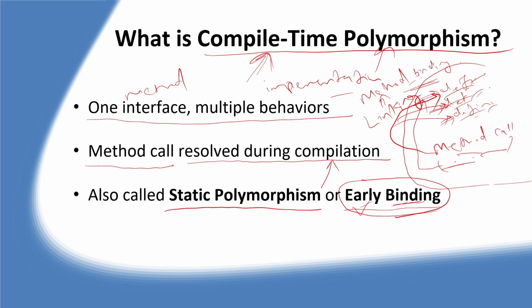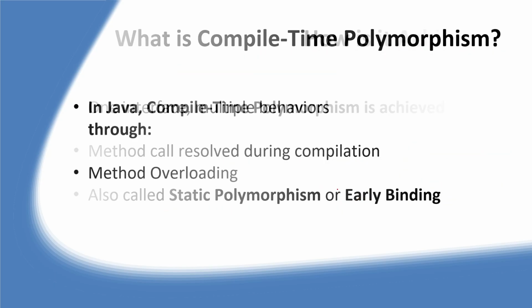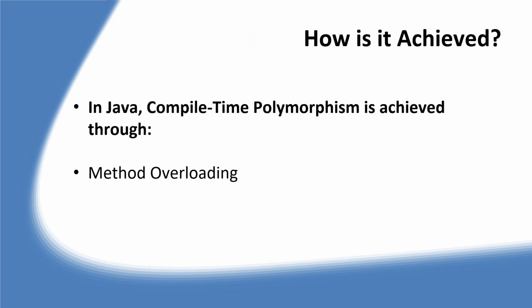I'll delete this thing. So compile time happens early and runtime happens late. That's why we call compile time polymorphism early binding, and runtime polymorphism we will call late binding. We will see runtime later. You can forget this for now. Focus on early binding. Compile time means early binding. Okay, let's move on.